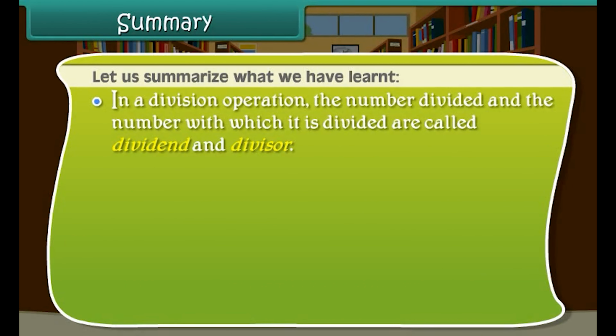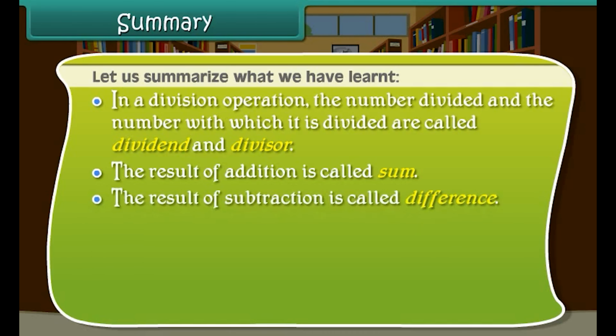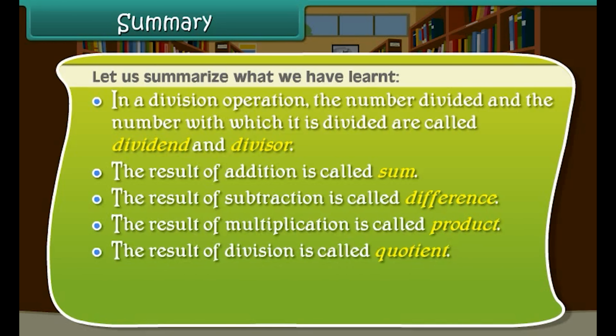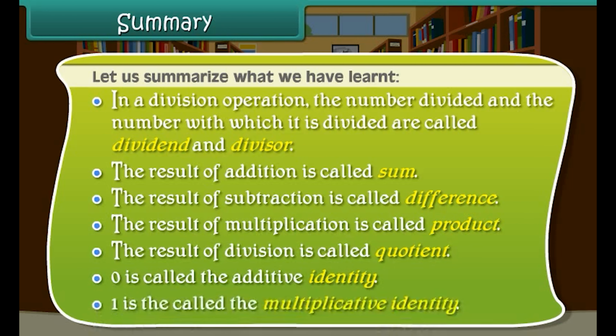In a division operation, the number divided and the number with which it is divided are called dividend and divisor. The result of addition is called sum. The result of subtraction is called difference. The result of multiplication is called product. The result of division is called quotient. 0 is called the additive identity. 1 is called the multiplicative identity.